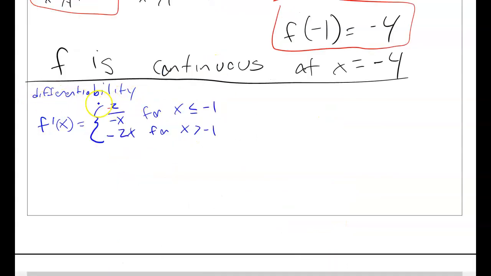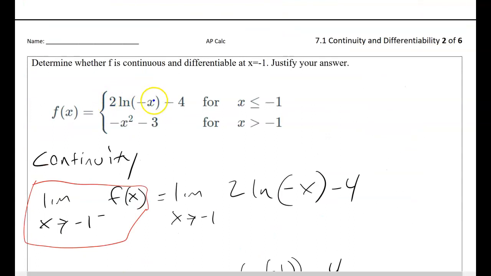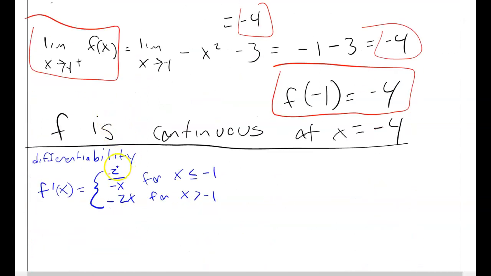Now the second part of my question was differentiability. So to do this, we need to examine f prime, the derivative of f. And to do that, I just use my derivative rules. This one is easier: -2x, power rule. And then here, the derivative of the log of -x is 1 over -x. The 2 is outside, and then the negative in the red is the chain rule.